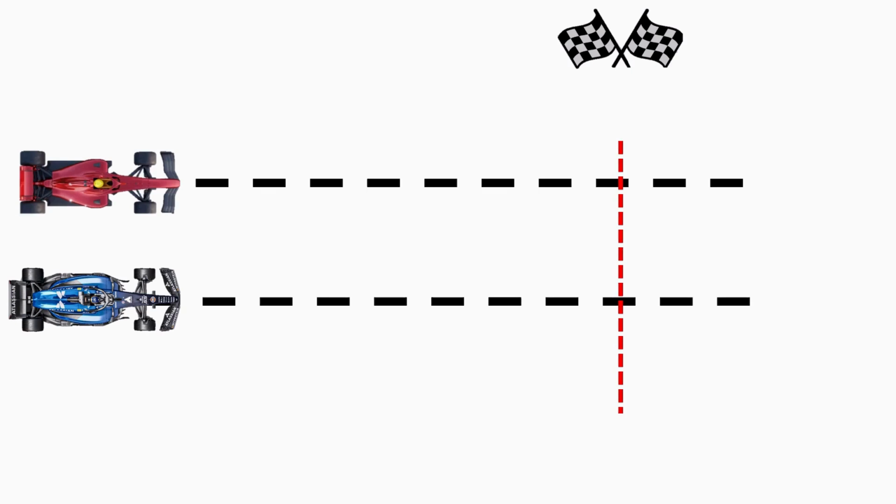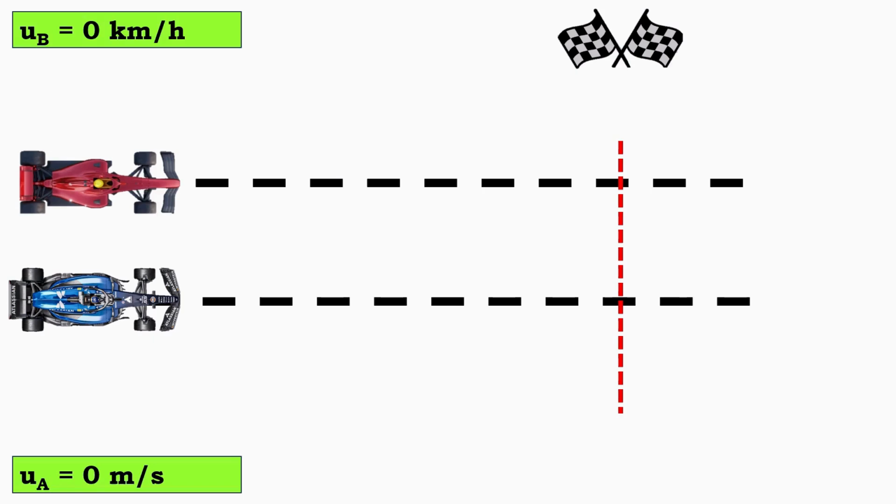Now, let us try to solve the problem that we saw at the beginning of this video. As always, the first step is to carefully write down the information given in the question. We are told that both cars start from rest. Therefore, the initial velocity of car A and car B is 0. Let the time taken by car A to finish the race be t sub A, and the time taken by car B be t sub B.